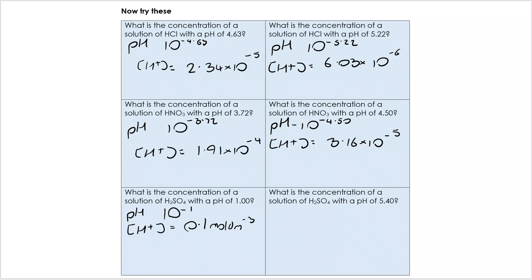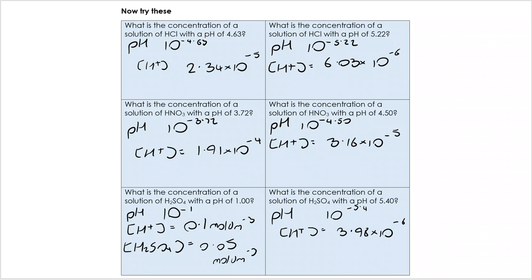But remember what we saw earlier with H2SO4. If my H plus concentration is 0.1, my H2SO4 concentration is going to be half that. So my H2SO4 is 0.05 mole dm to the minus 3. And a similar situation again here, my pH is 5.4, so 10 to the negative 5.4 gives me an H plus concentration of 3.98 by 10 to the minus 6, which gives me an H2SO4 concentration of 1.99 by 10 to the minus 6.